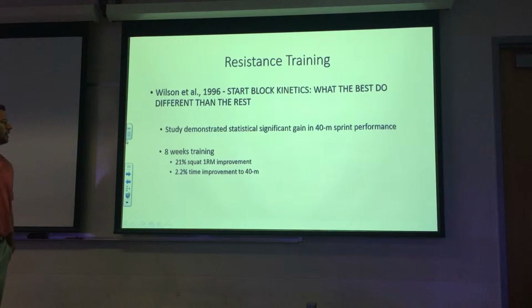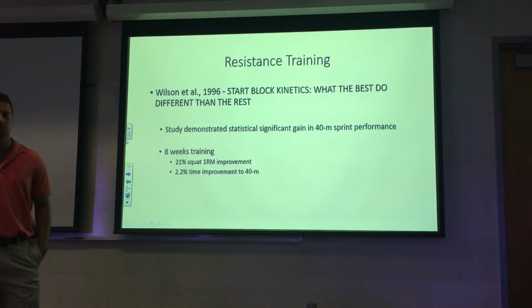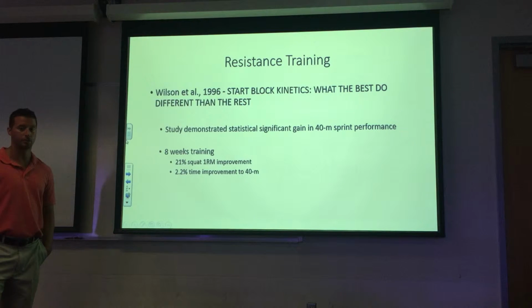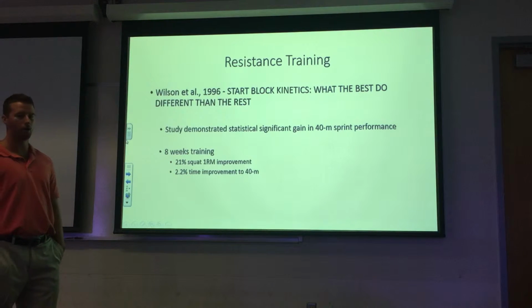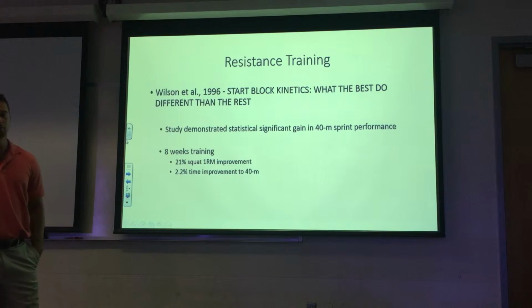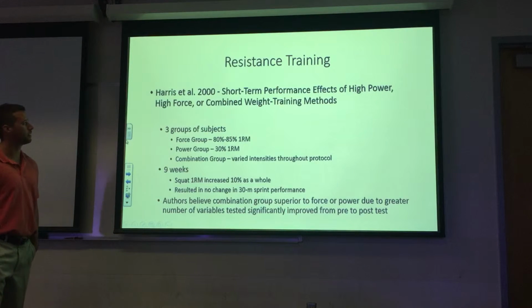Briefly, this was an 8-week study to determine the significance of resistance training on 40 meter sprint performance, and they demonstrated a statistically significant gain from their training protocol. They had a 21% squat 1RM improvement, which again didn't translate very well. Only a 2.2% improvement in time. So, kind of summarizing some of these results.